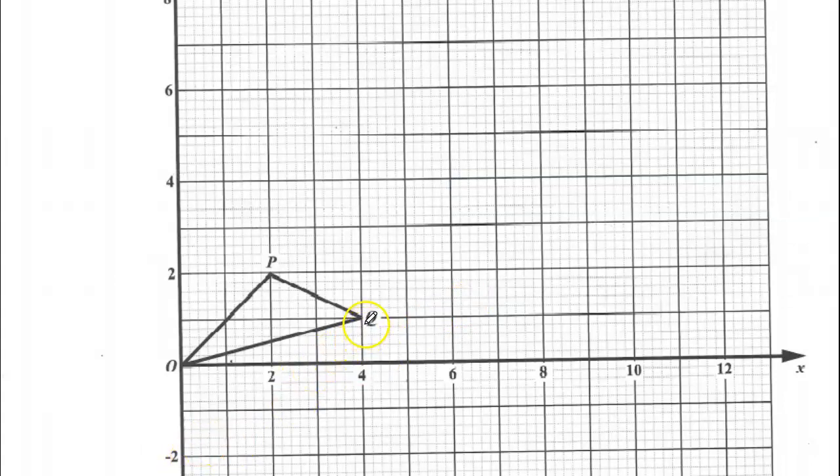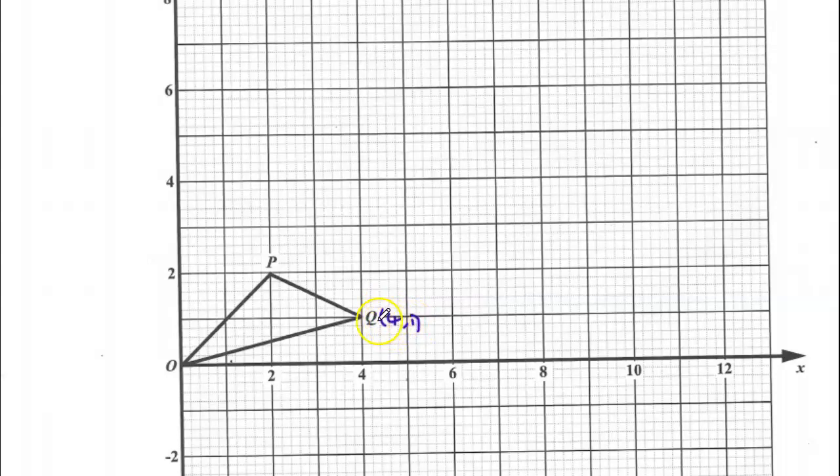So notice Q was the point 4, 1, right? Multiply this by 3, we get 12, 3. So the new Q image will be 12, 3. How do we get this point? We simply multiply 4, 1 by the scale factor of 3, so we get 12, 3. And P was 2, 2. So you multiply by 3, we get 6, 6. So P image will be 6, 6.